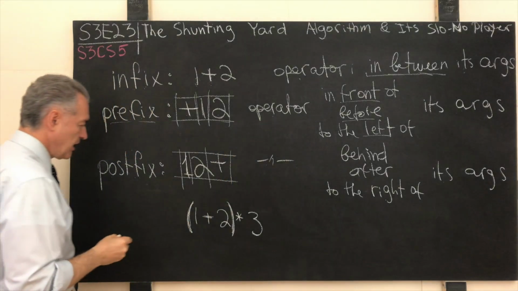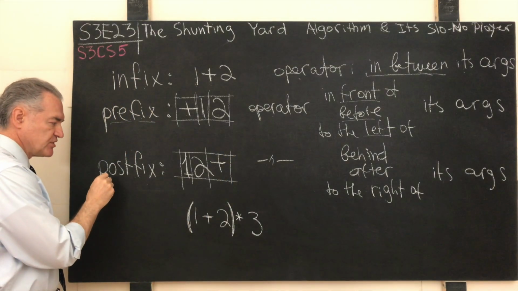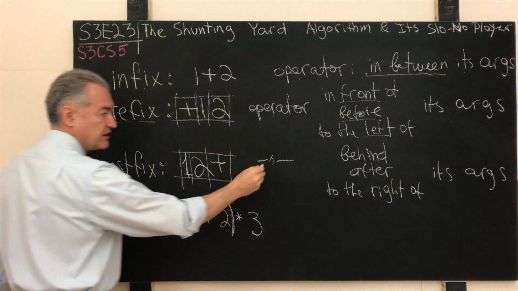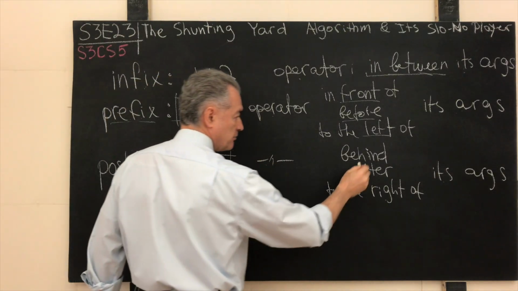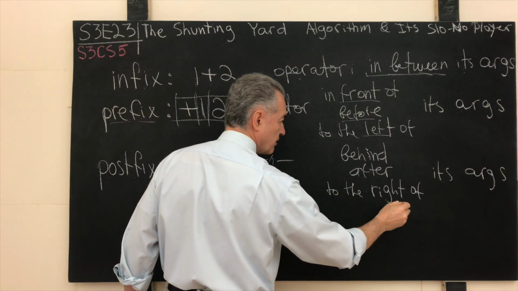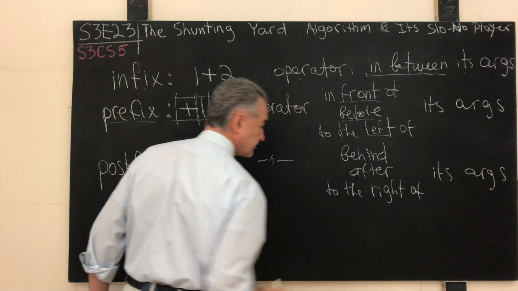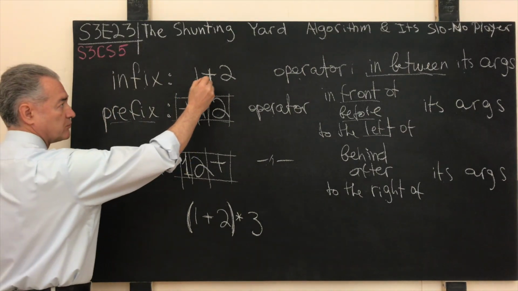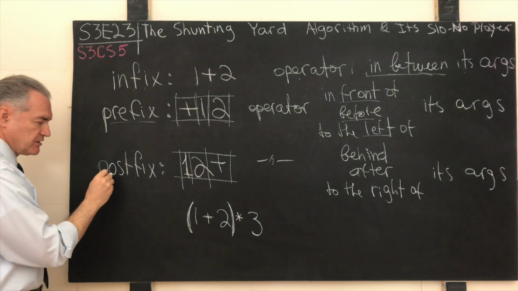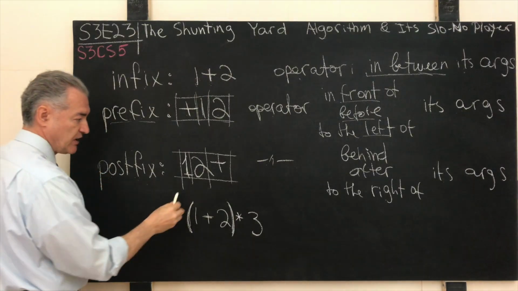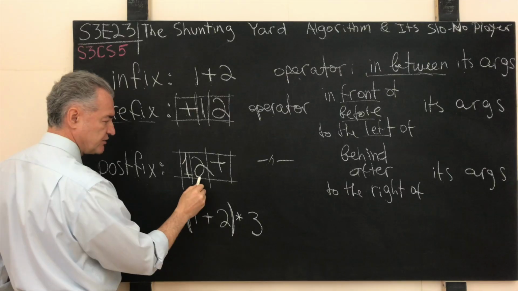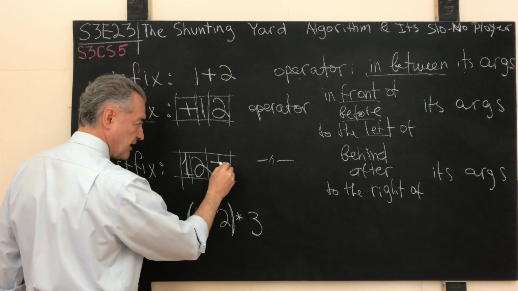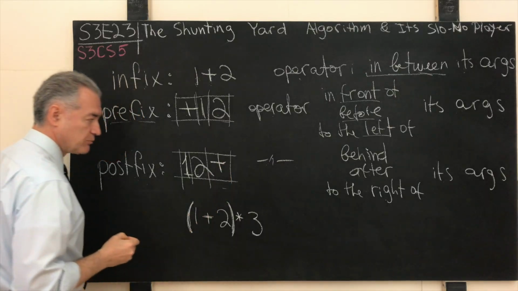And lastly, in the postfix geometry, or in the so-called postfix notation, the operator is located behind, after, or to the right of its arguments. And using our example, the infix notation 1 plus 2 will be rendered in the postfix notation as follows: the token 1 followed by the token 2 followed by the token that designates the operator, addition, captured with the plus.